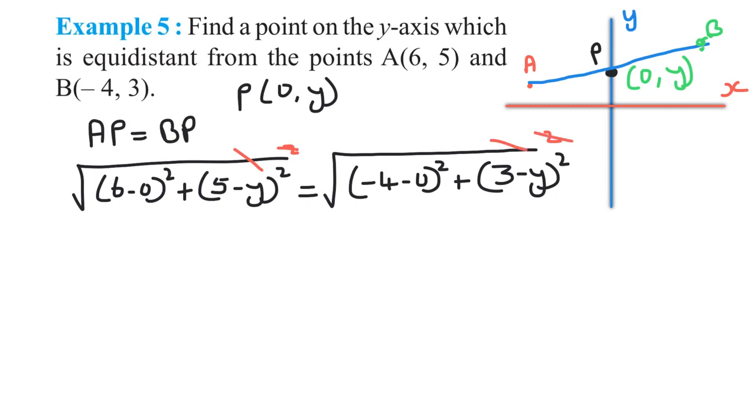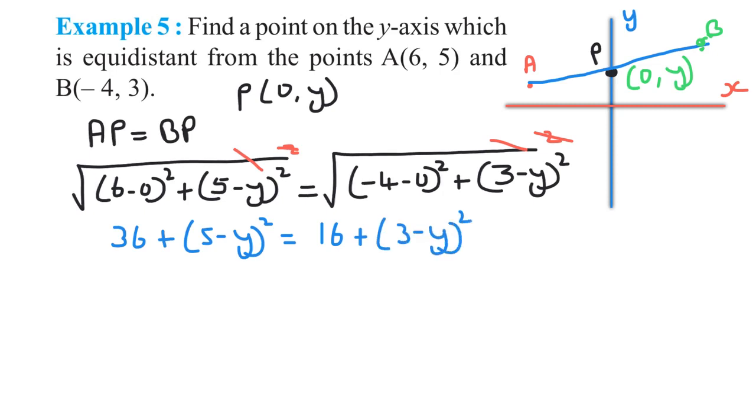We are left with 6 minus 0 the whole square, which is 36, plus 5 minus y the whole square is equal to minus 4 the whole square, which is 16, plus 3 minus y the whole square. For this, you can apply the formula a minus b the whole square. And then apply the formula a minus b the whole squared for this and see what this looks like. And it's going to look like this.